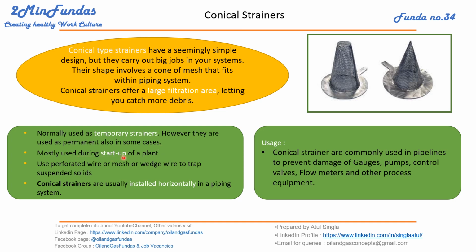Mostly these are used during the startup of the plant. Once the startup is done, then we can always remove it from the piping system. It uses perforated wire or mesh or wedge wire to trap the suspended solids. Conical strainers are usually installed horizontally, not vertically, in piping systems, and are most commonly used in piping to prevent damage of gauges, pumps, control valves, flow meters, and other process equipment. So these are very simple to design, very easy to use, and very easy to maintain.